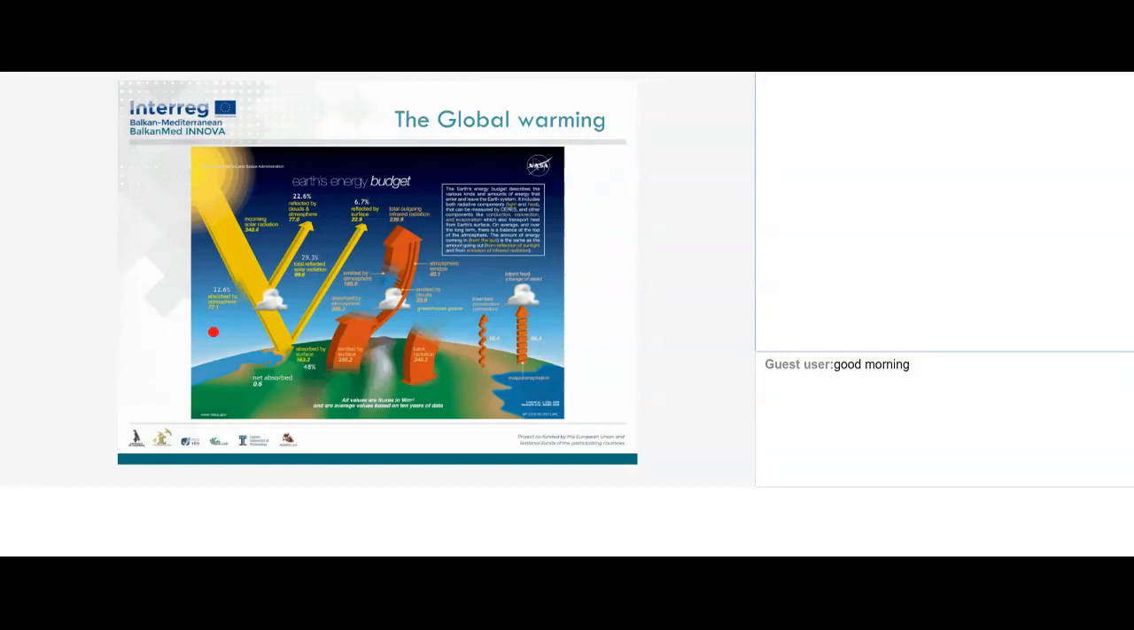The largest fragment, 48%, almost half of the insolation, is finally absorbed by the Earth's surface. And when we say Earth's surface, we mean, of course, the land, the ground, the oceans, the lakes, the rivers, and also the snow and ice areas of the planet. So half of the sun's insolation is absorbed by the Earth's surface. And this is a big amount of energy.